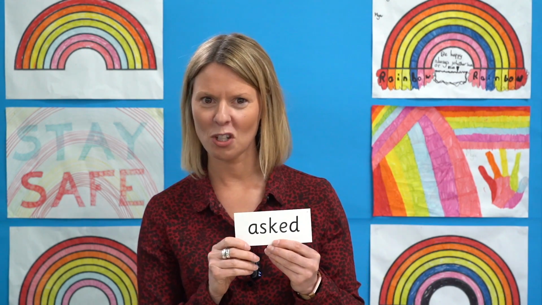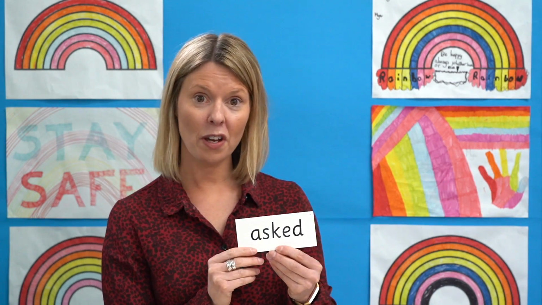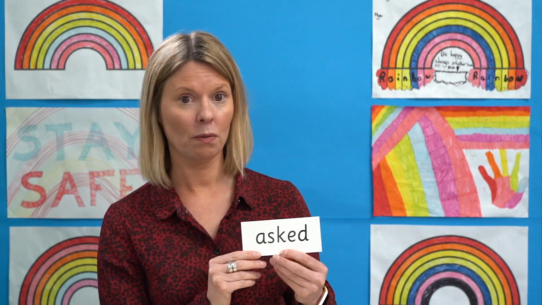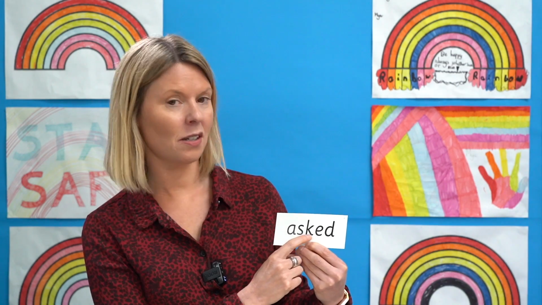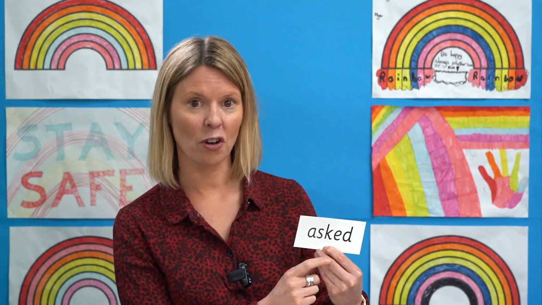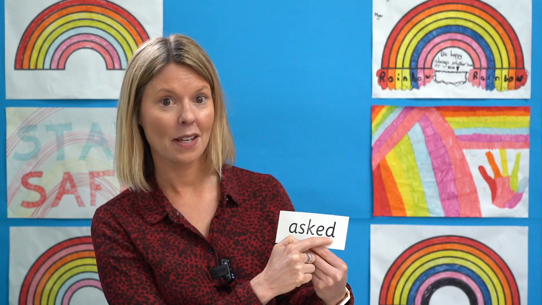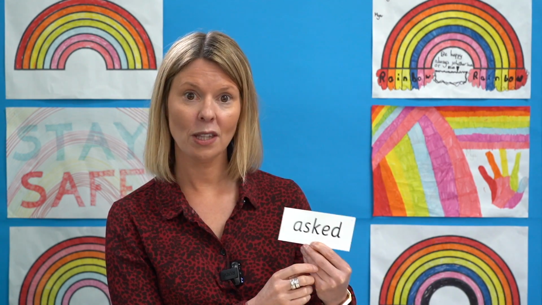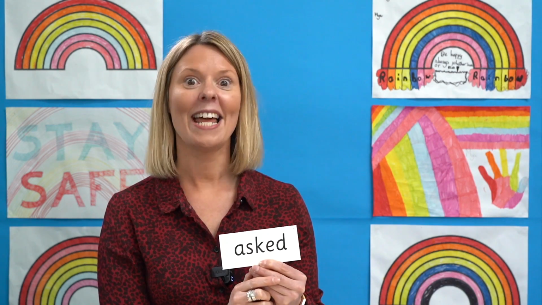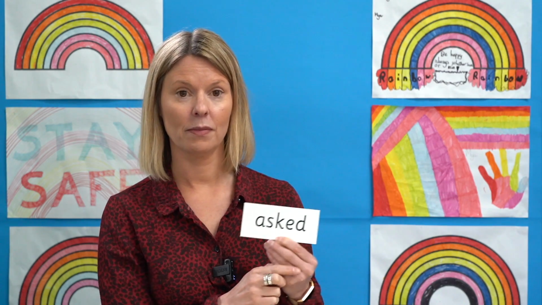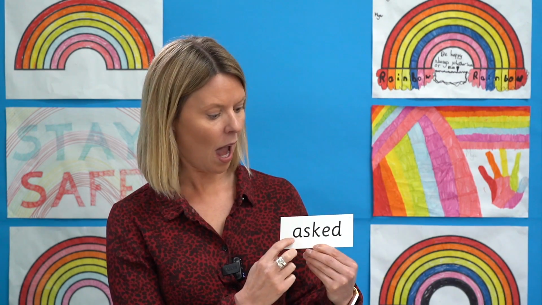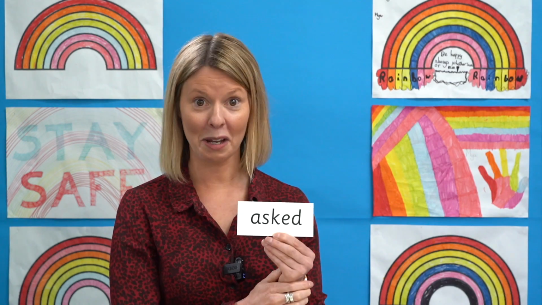Now, let's practice reading this tricky word that you have met before. Can you remember the tricky bit? Well, the first bit is a bit tricky for some people. They say, ah, but the second bit is fine, sk. Then the last bit is tricky. These letters say, t. Can you read the word? Let's read it together. Asked. Some people may say, asked, like me.